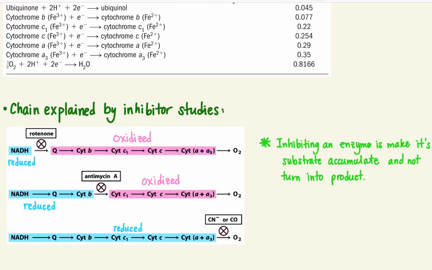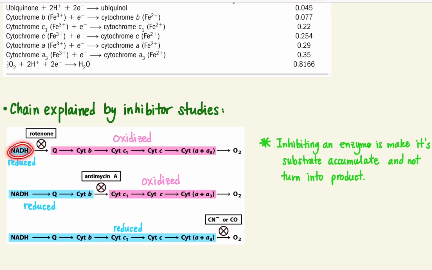Now, we've talked about inhibitors before, right? If we take an inhibitor and we inhibit an enzyme, what happens? The substrates of that enzyme accumulate. They increase in number, right? Because they're not being processed. And the products decrease.